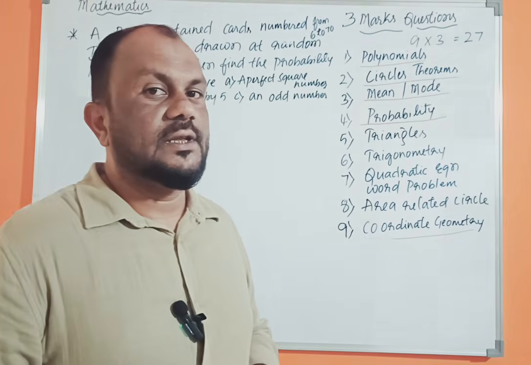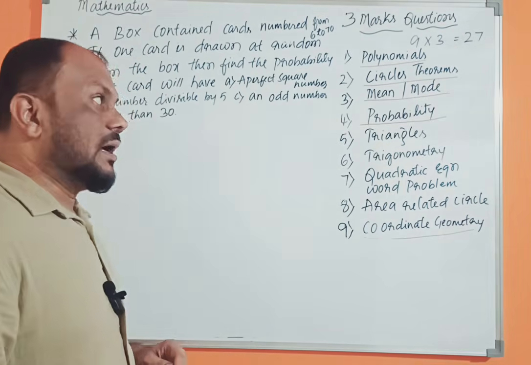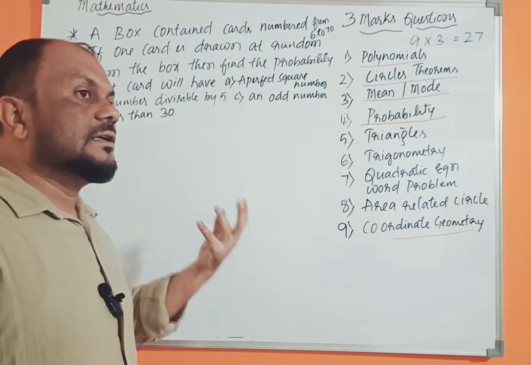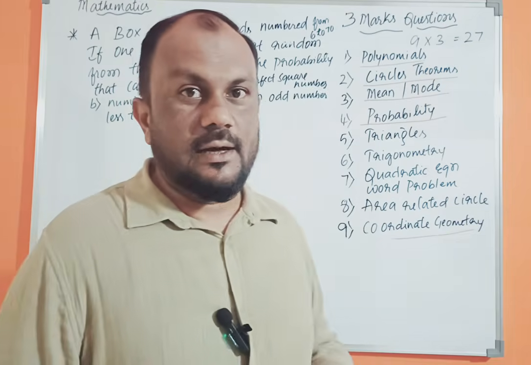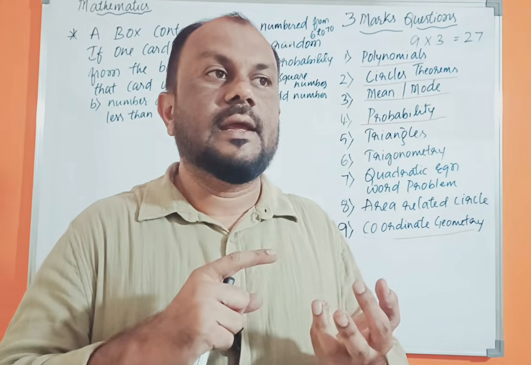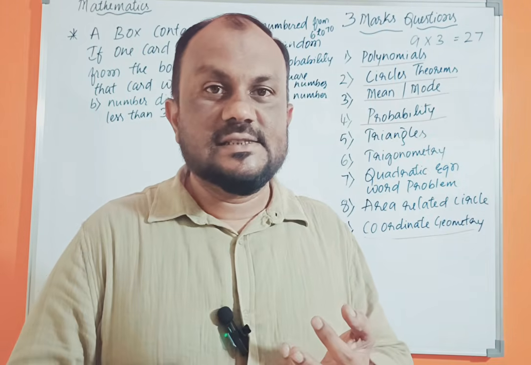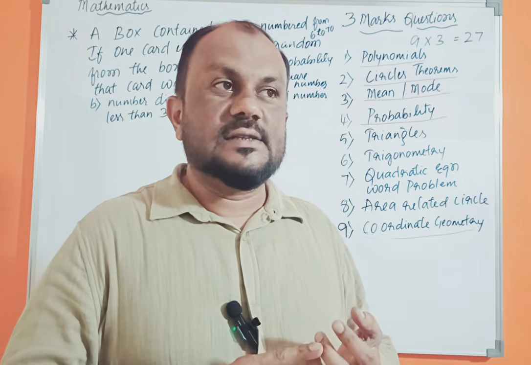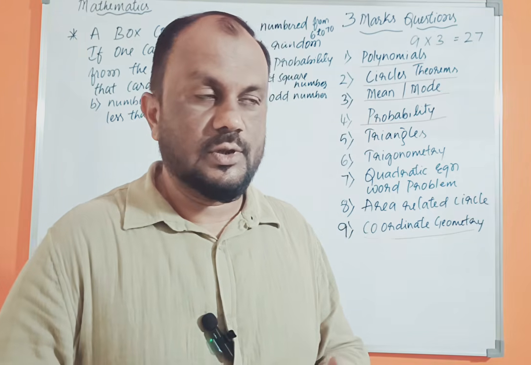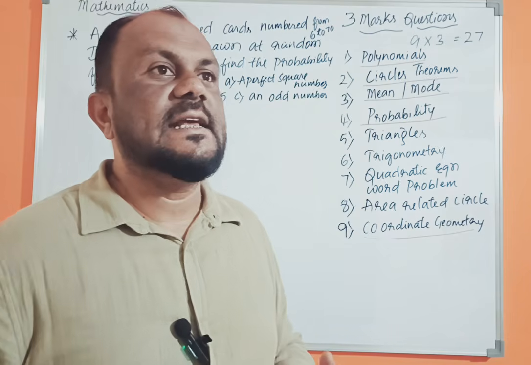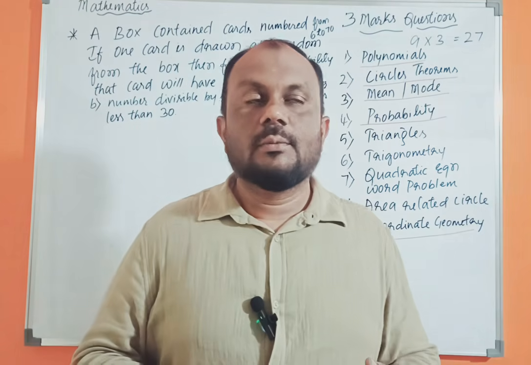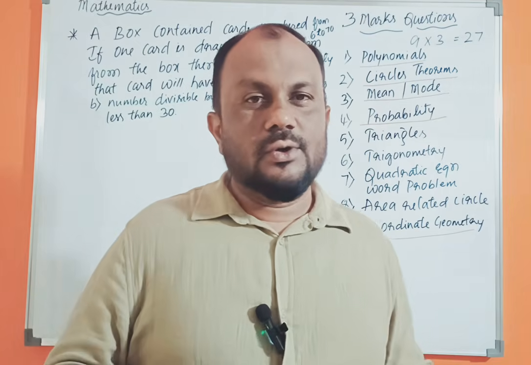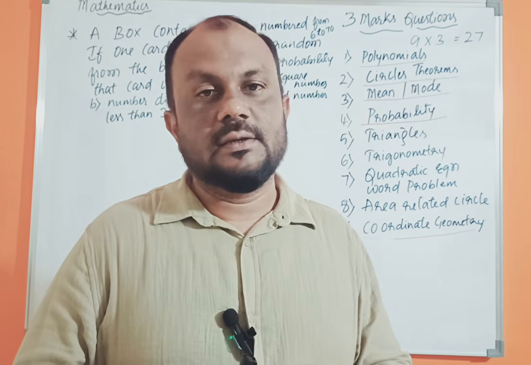So now let us go to the next topic, probability. In probability, different types of sums can come. It may be related to dice, it may be related to coins, or it may be related to some numbers. This is the easiest topic to score, but sometimes due to lack of understanding, we end up giving the wrong answer.